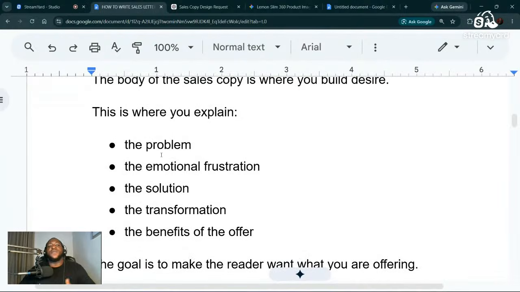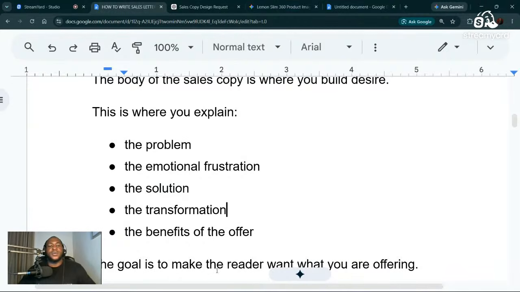Now, you can see we've already done some building desire. This is where you explain the problem. This is where the emotional word frustration comes in. This is where you would add solution, and this is where you do the transformation. This is where you would offer benefits. So what we've done right now is we've already amplified the problem. We've already installed some emotions. Right now, we want to bring out the solution. When we bring out the solution, then we are going to trigger transformation. And I'm going to show you guys how to do that.